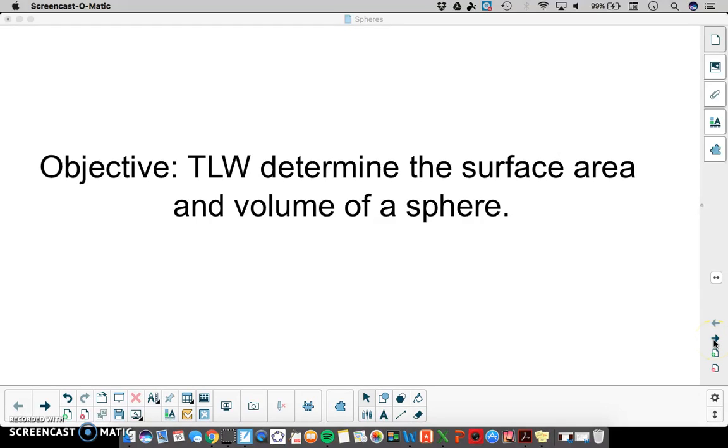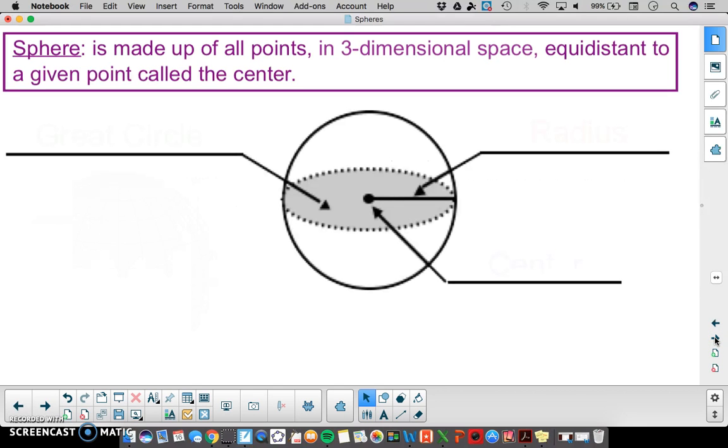In this video, the learner will determine the surface area and volume of a sphere. A sphere is all of the points in three-dimensional space that are equidistant to a given point called the center. So we have the center of the sphere, and every point in every direction is a point on the surface of the sphere. So that given distance away from it would be called the radius.